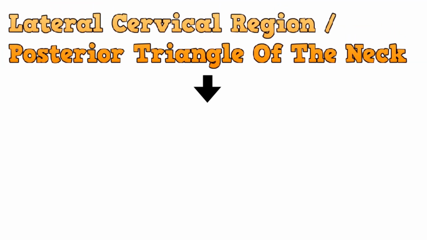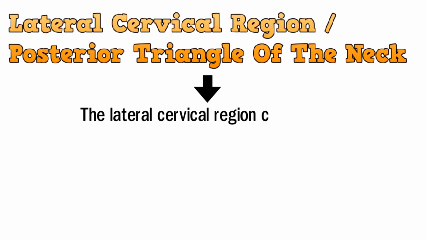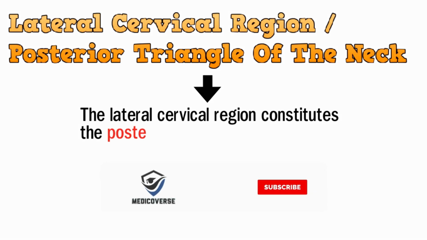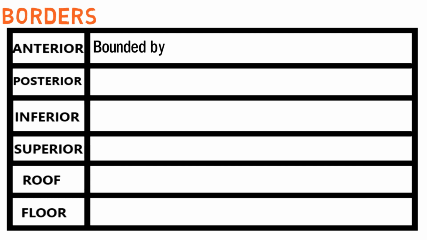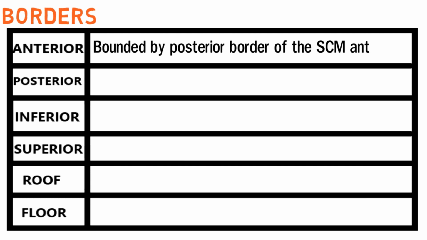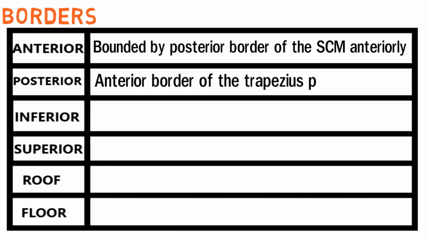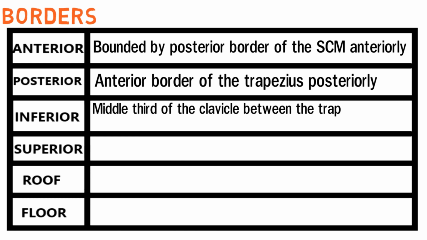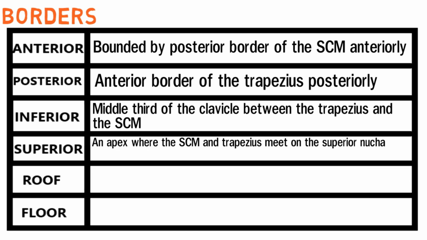Let's start with the posterior triangle of the neck. The lateral cervical region constitutes the posterior triangle of the neck. The borders include the anterior border, bounded by the posterior border of the sternocleidomastoid anteriorly, posterior border, bounded by the anterior border of the trapezius posteriorly, inferior border, that is the middle third of the clavicle between the trapezius and the sternocleidomastoid, and superior border, that is an apex where the sternocleidomastoid and trapezius meet on the superior nuchal line of the occipital bone.